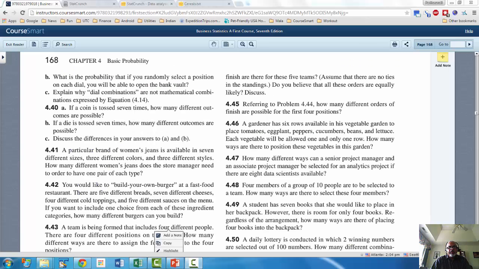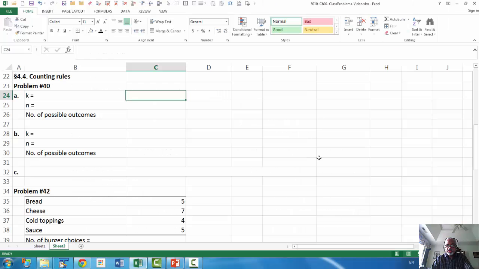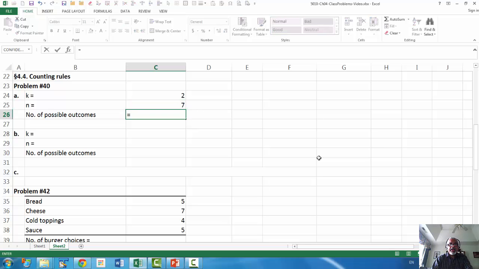Let's look at some worked out examples for counting rules. So let's start with problem number 4.40. If a coin is tossed 7 times, how many different outcomes are possible? We're assuming that when you toss a coin, it will land either as head or tail. So only 2 possible outcomes. So k is 2, and you're repeating it 7 times. So k to the power of n will give us the total number of possibilities.